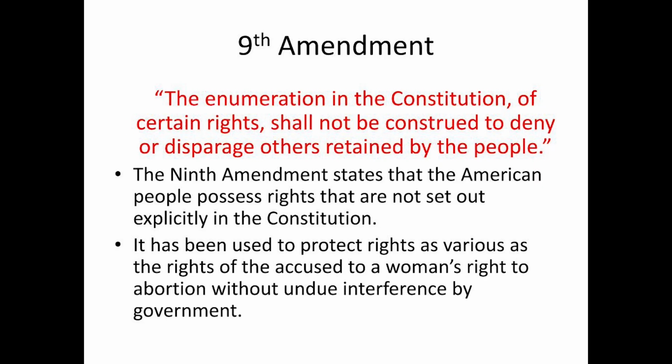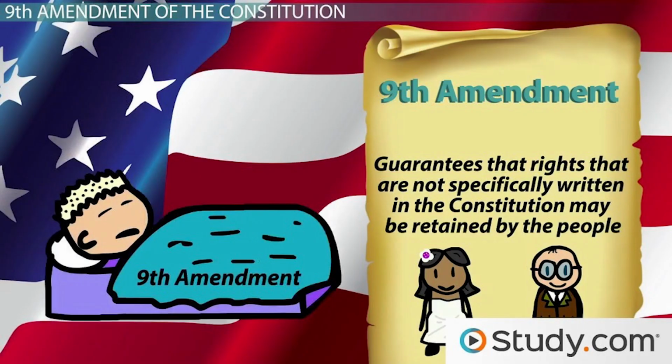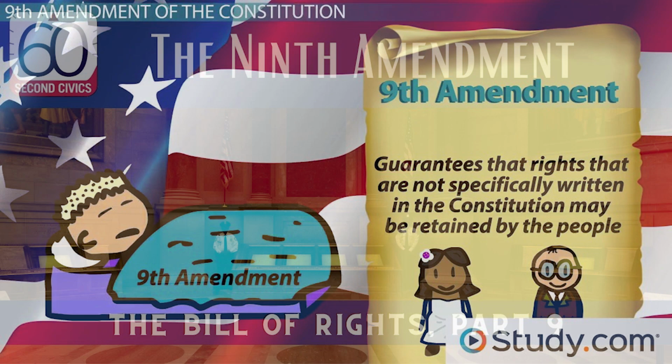The amendment states, "The enumeration in the Constitution of certain rights shall not be construed to deny or disparage others retained by the people." This simple yet profound statement was added to address a fundamental concern raised by the Anti-Federalists during the ratification debates. Many feared that by listing specific rights in the Bill of Rights, it could be interpreted that those were the only rights people had, leaving unmentioned rights vulnerable to government encroachment.